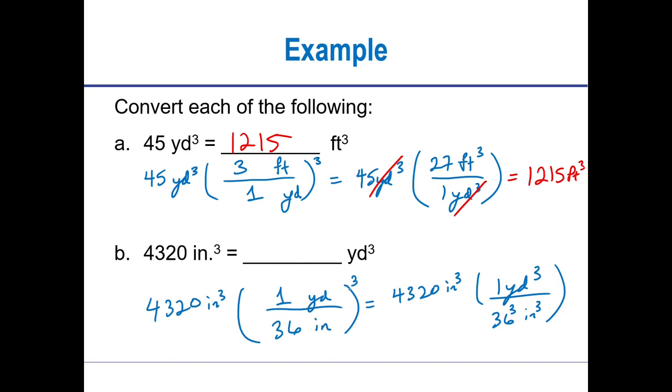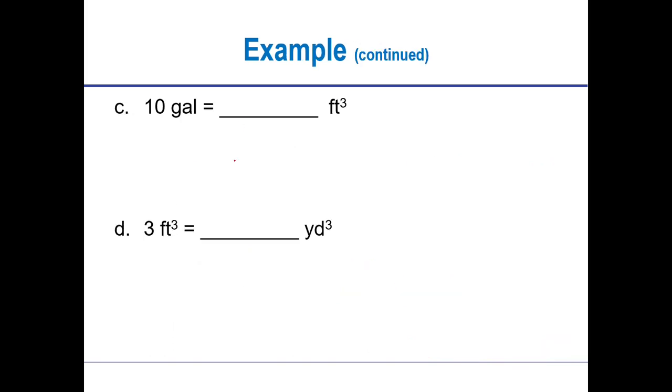We're just distributing the power of 3. Notice that the inches cubed do cancel out, and then we'll have to do 4,320 divided by 36 cubed. Multiplying everything out, this is approximately equal to 0.0926 cubic yards. So 4,320 cubic inches is approximately 0.0926 cubic yards.